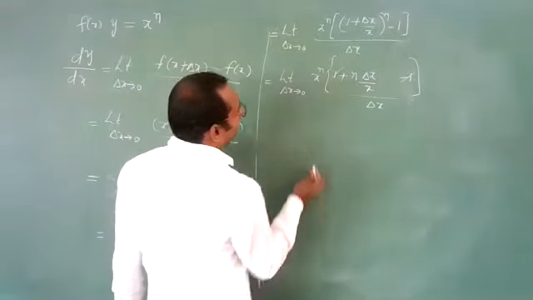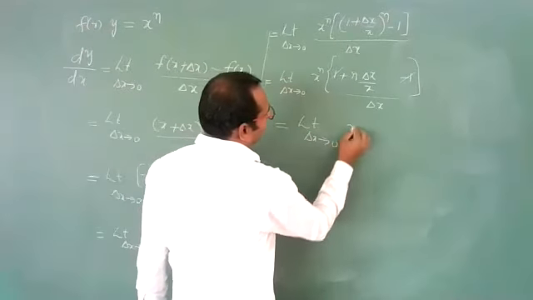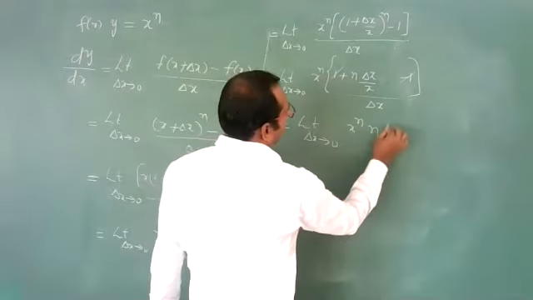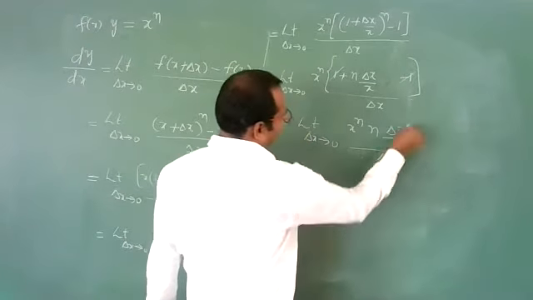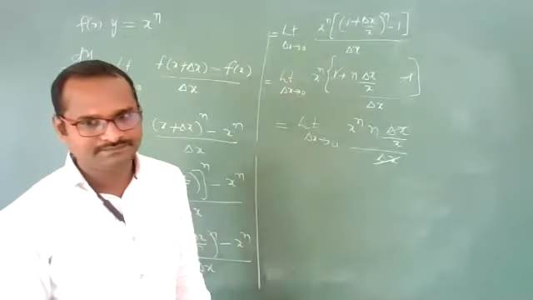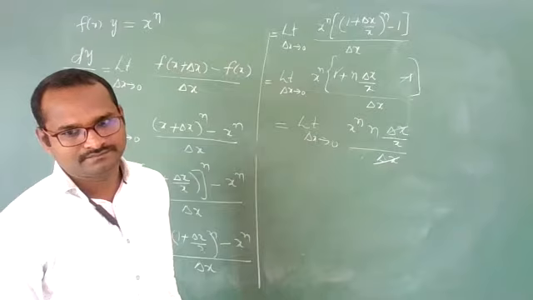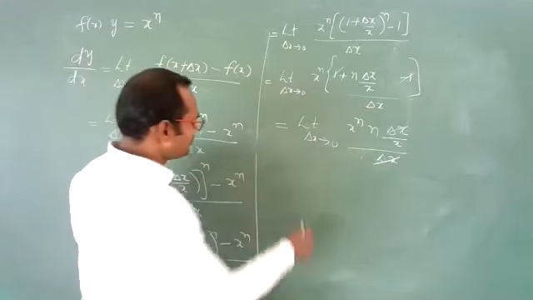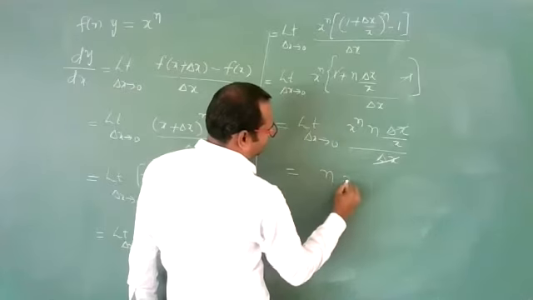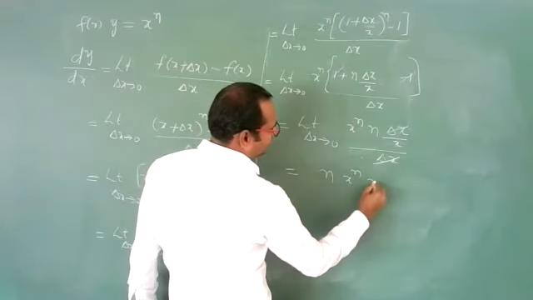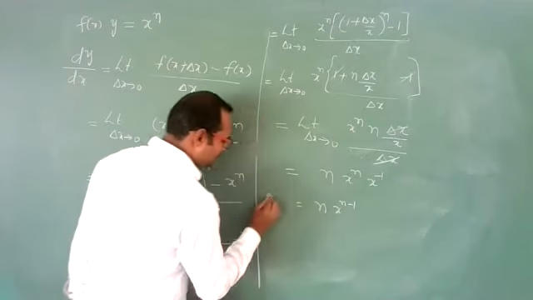Okay? And here you have limit delta x tends to 0, x power n into delta x by x divided by delta x. This delta x cancels. So you will get n x power n, with denominator x, x power minus 1, which means you will get n into x power n minus 1. This is dy by dx.